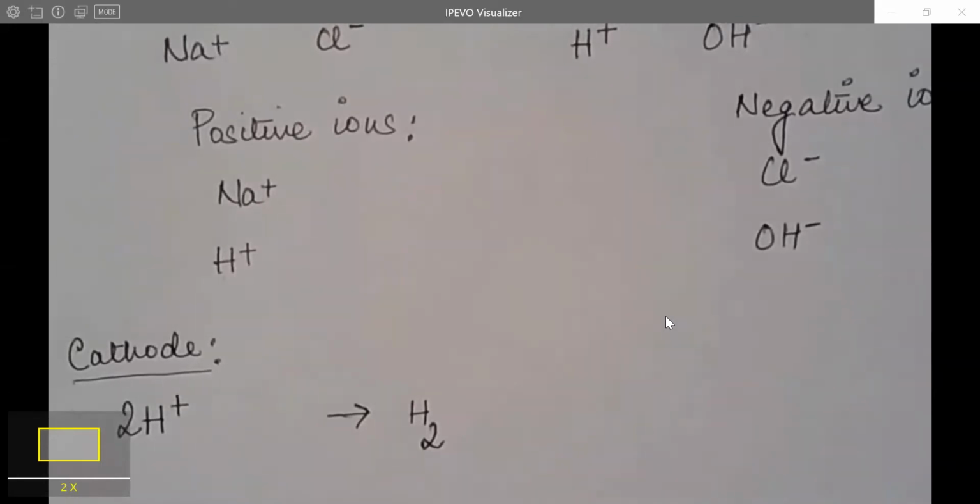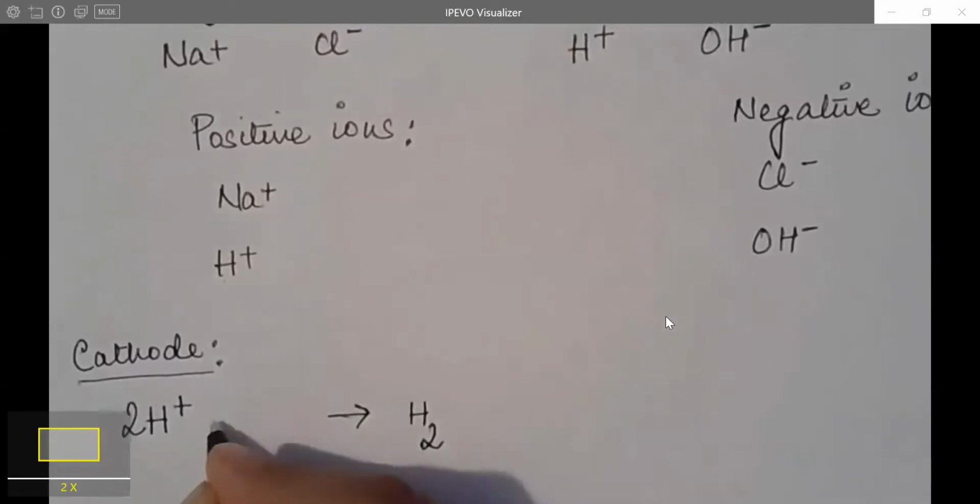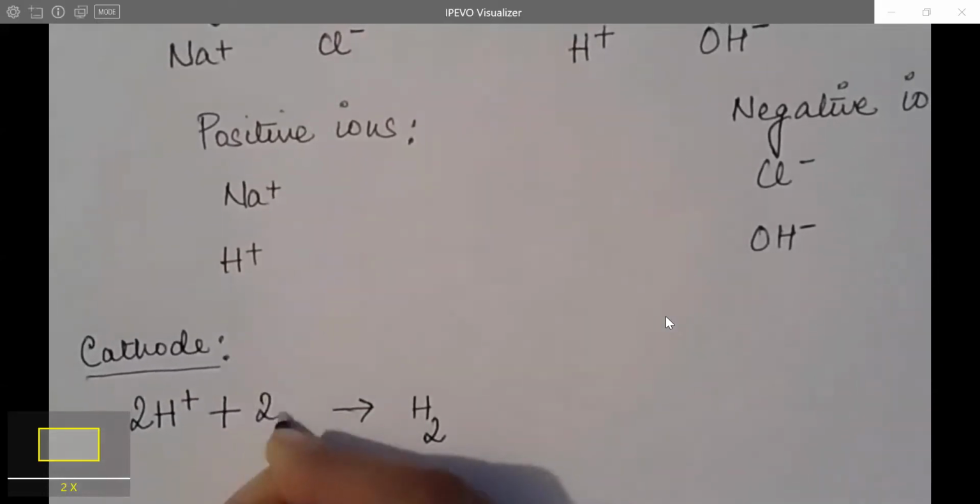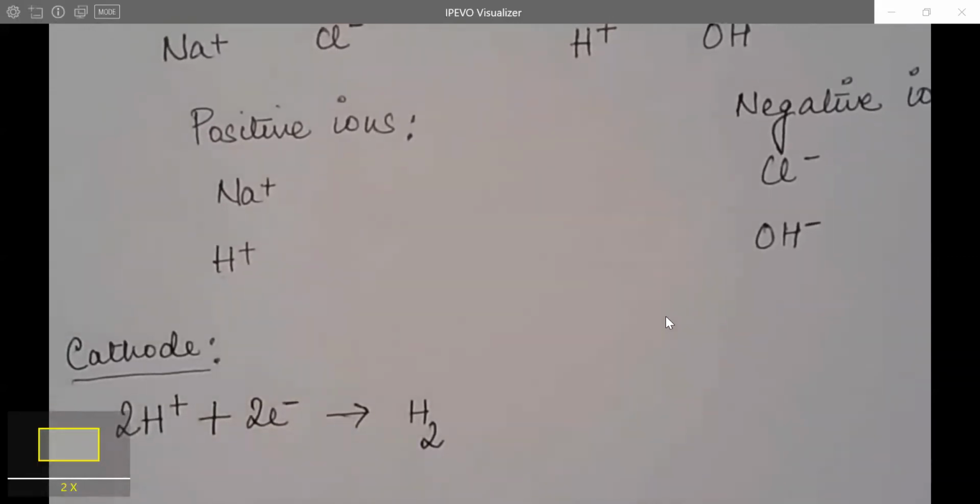If we look at the left-hand side of the equation, we see that every hydrogen ion has 1 positive charge. But now we have 2 hydrogen ions, and therefore there is a total of 2 positive charges. That needs to be balanced because unless that is done, we cannot have a neutral molecule. So to balance the 2 positive charges, we need 2 negative charges. These 2 negative charges are gained by accepting 2 electrons.